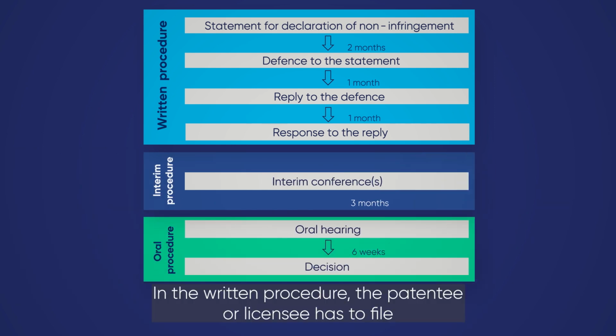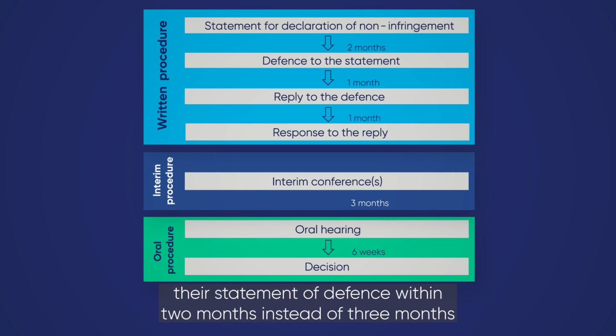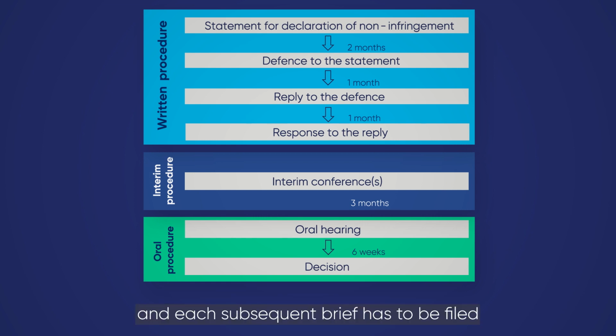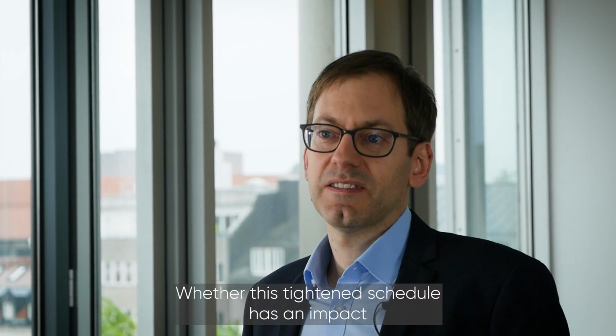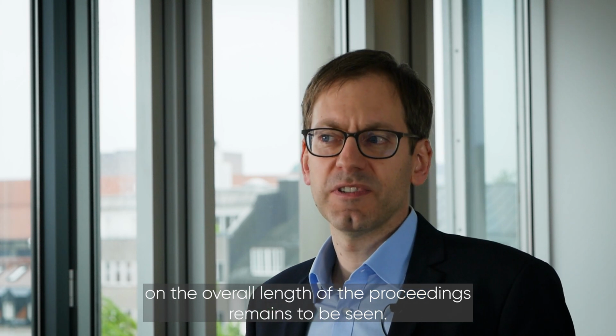In the written procedure, the patentee or licensee has to file their statement of defense within 2 months instead of 3 months, and each subsequent brief has to be filed within 1 month instead of 2 months. Whether this tightened schedule has an impact on the overall length of the proceedings remains to be seen.